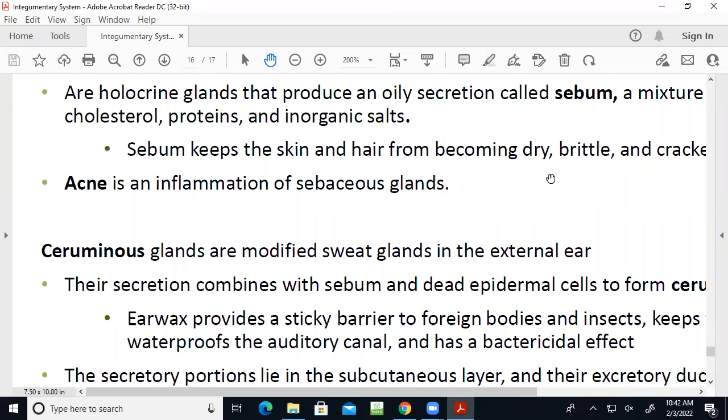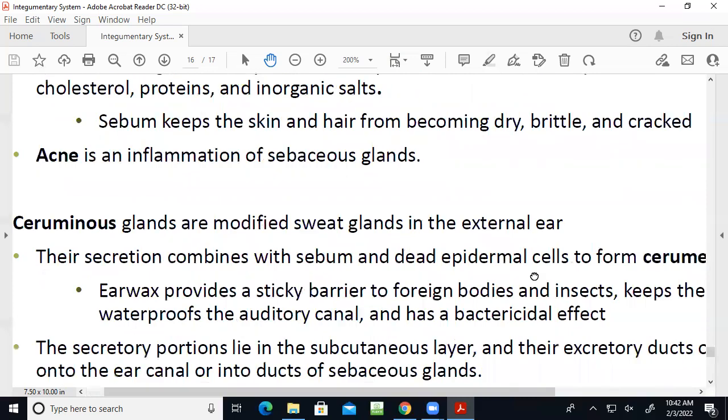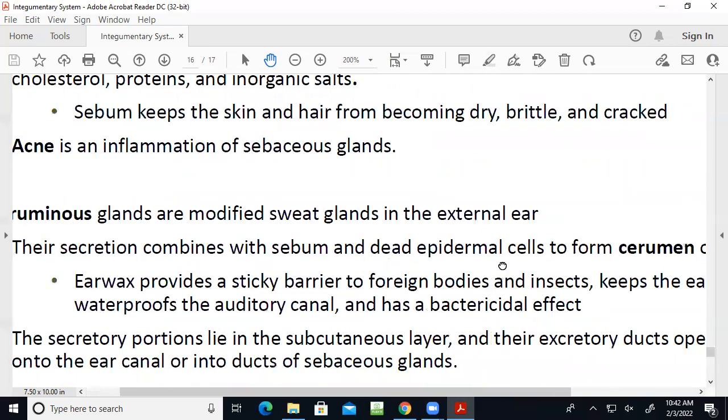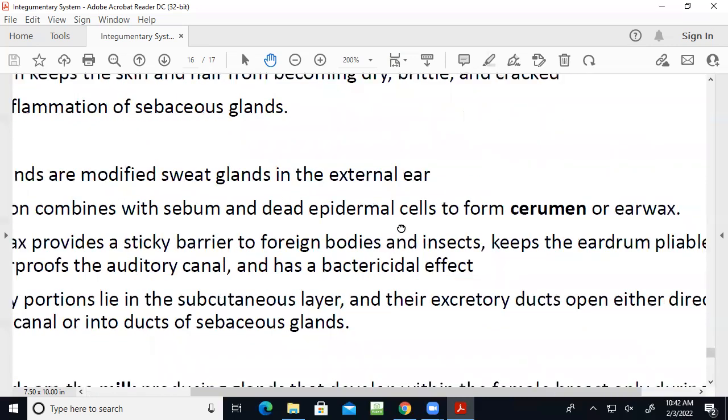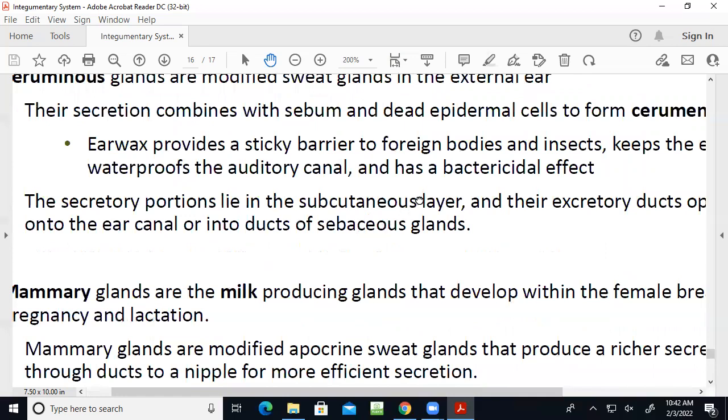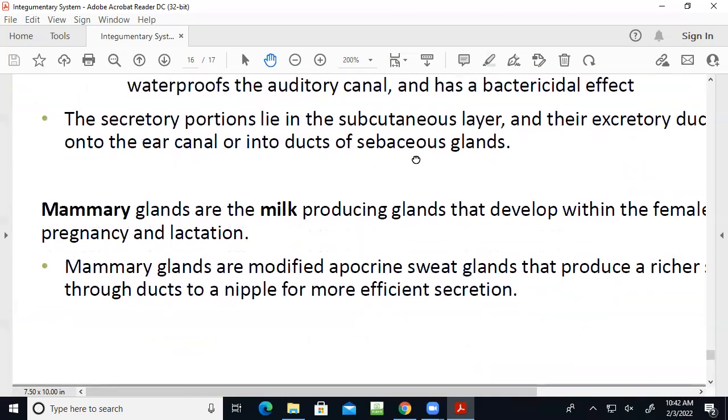Our earwax glands have a fancier term, what we call ceruminous glands. And they secrete cerumen, hence the name. That's just a fancy word for your earwax. And then the milk producing glands in a pregnant and lactating female are the mammary glands, which I've already kind of talked a little bit about.